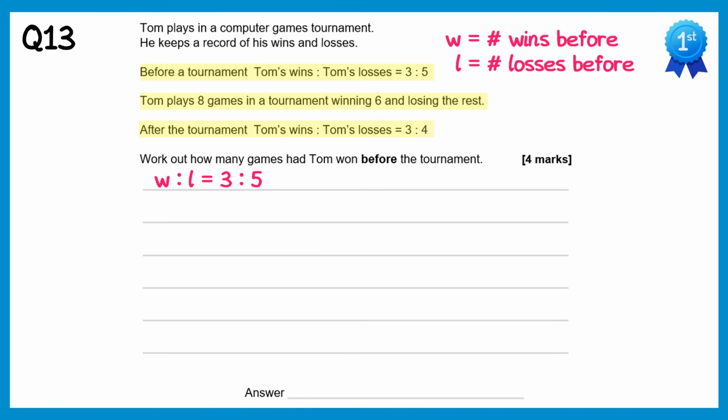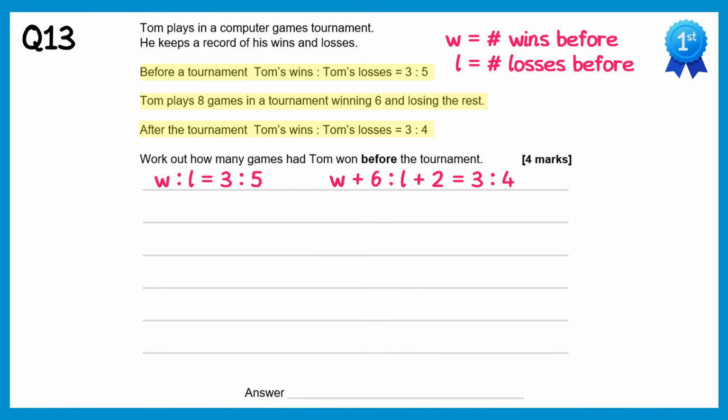Then we're told the ratio of wins to losses after the tournament. It's now 3 to 4. So if W was the number of wins beforehand and he's won 6 more, that's W plus 6, and if he's lost 2 more, the number of losses is L plus 2. So we can write this ratio as W plus 6 to L plus 2 equals 3 to 4.